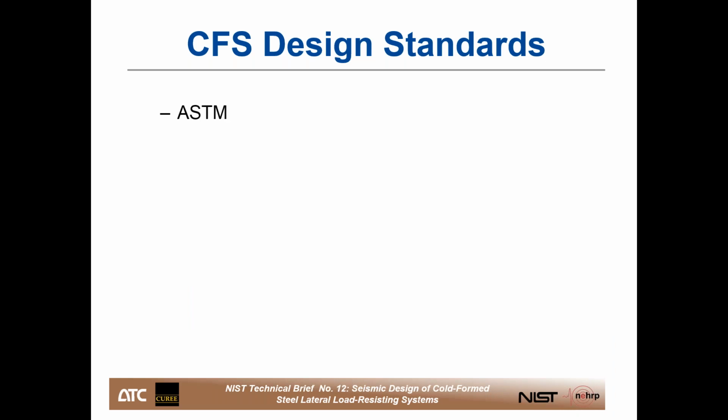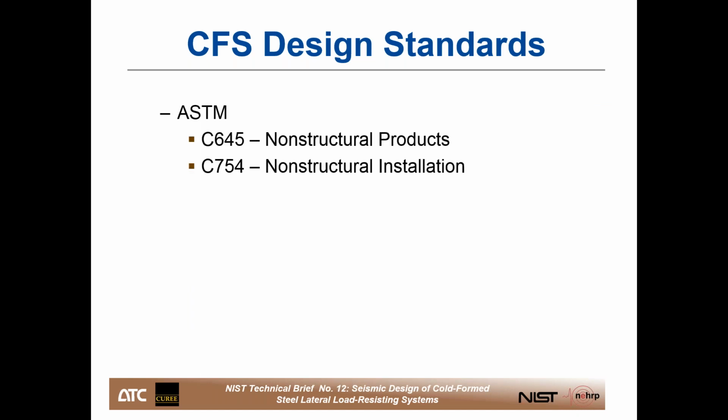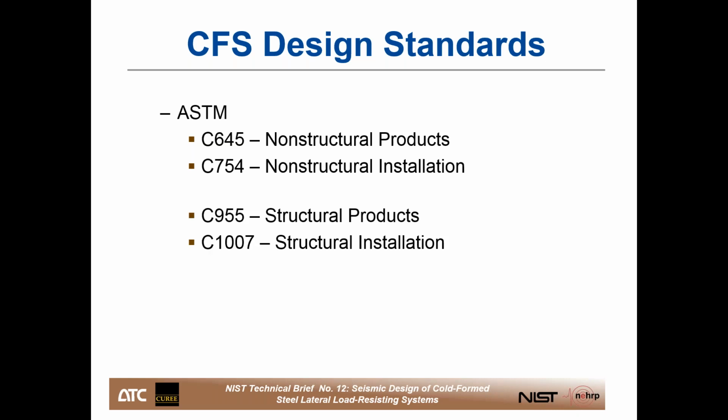ASTM also publishes a number of standards relevant to CFS design and installation. ASTM C645 and C754 are the product and installation standards related to non-structural CFS products. C955 and C1007 provide product and installation requirements for structural CFS products. And there are a number of sheet steel standards, in fact, volumes and volumes of sheet steel standards, but A1003 is geared specifically towards sheet steels used for CFS framing.